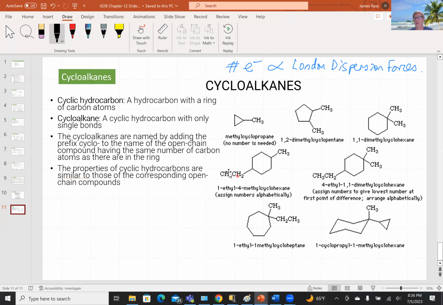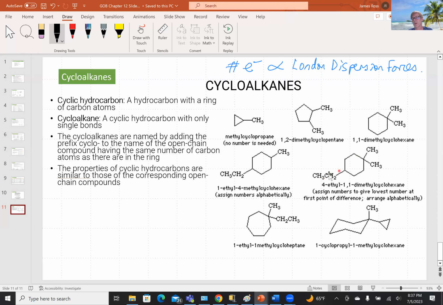Again, we're going to alphabetize groups. So if we have an ethyl group and a methyl group, the ethyl comes first. And you can assign priority to the ethyl group because you hit it alphabetically. And then if we have something like this, a dimethyl group and an ethyl group, again, we're going to prioritize them, dimethyl because there's two of them.